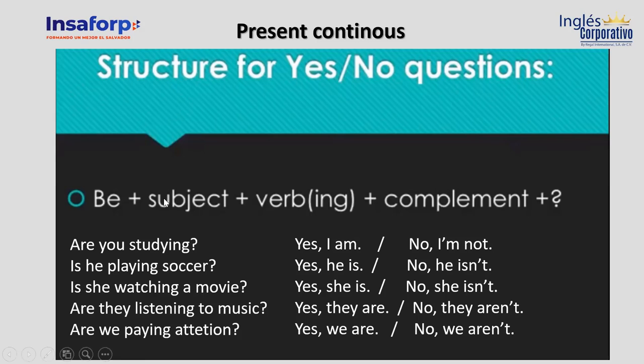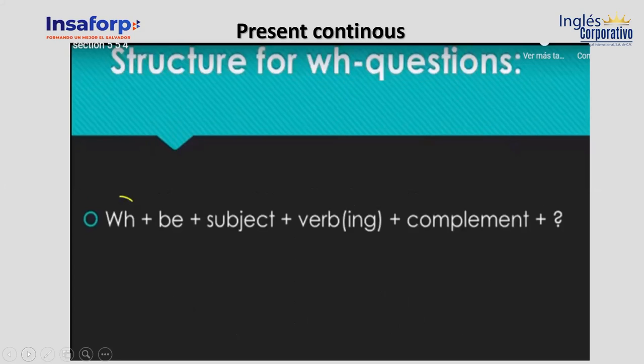So be, subject, verb in ing form, complement, and the question mark. Now let's see a structure for a WH question, or information question. We are going to need the WH word at the beginning of the question, then the verb be, subject, verb in ing form, complement, and the question mark.